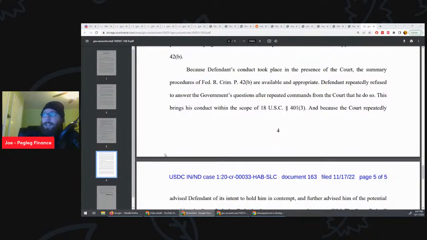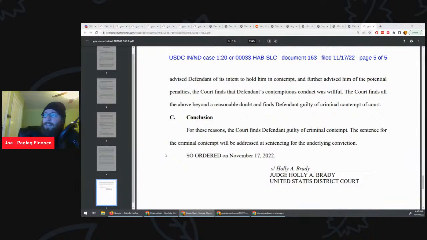Because defendant's conduct took place in the presence of the court, the summary procedures of Federal Rule of Criminal Procedure 42(b) are available and appropriate. Defendant repeatedly refused to answer the government's questions after repeated commands from the court that he do so. This brings his conduct within the scope of 18 U.S.C. 401(3). And because the court repeatedly advised defendant of its intent to hold him in contempt and further advised him of the potential penalties, the court finds that the defendant's contemptuous conduct was willful. The court finds all the above beyond a reasonable doubt and finds defendant guilty of criminal contempt of court.